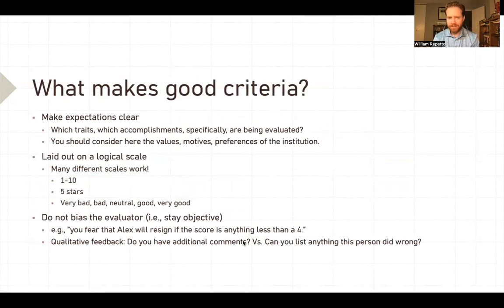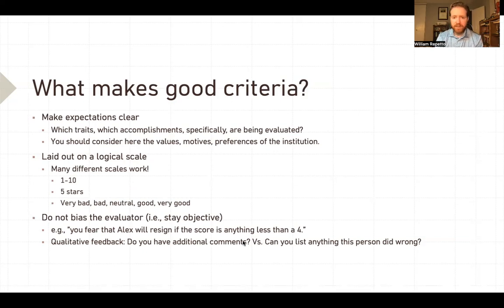So what makes good criteria? That's the opposite of the question. Good criteria make expectations clear. They tell you exactly which traits and which accomplishments specifically are being evaluated. In the last slide, I pointed out most areas or some areas, but really those points should be associated with particular traits and particular accomplishments, and that should dictate the number that you get on a scale like that.